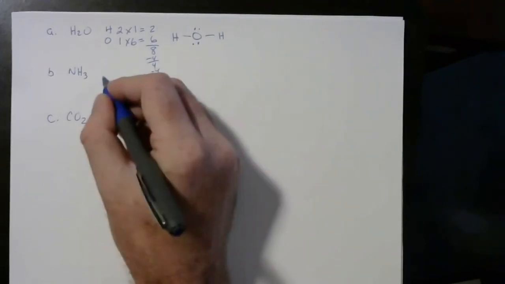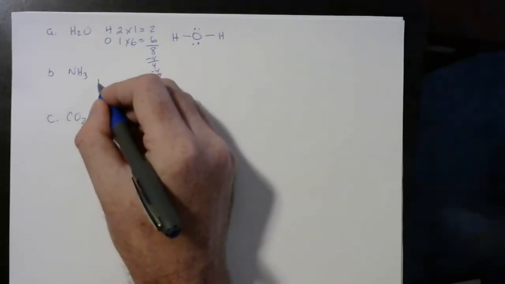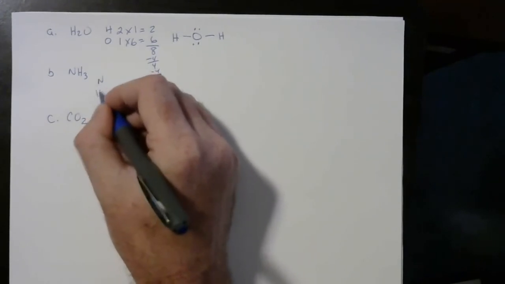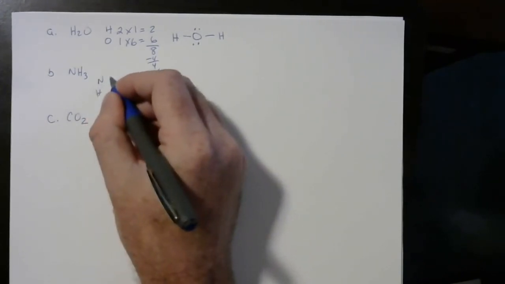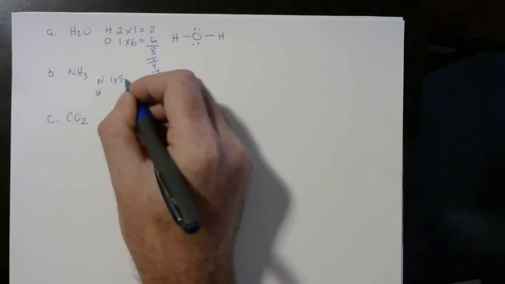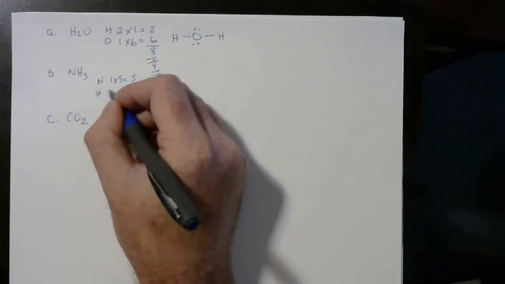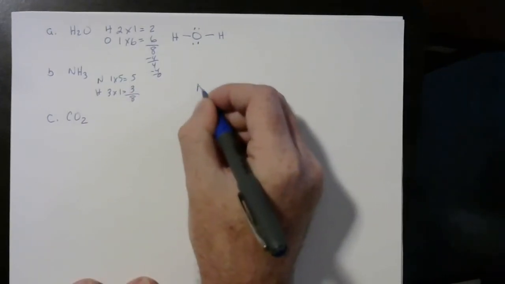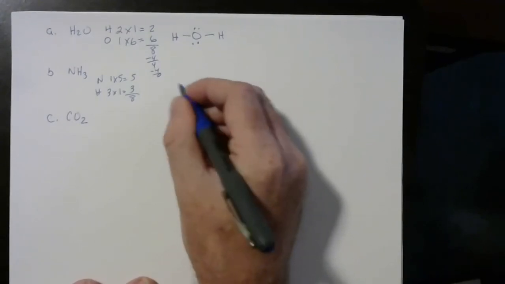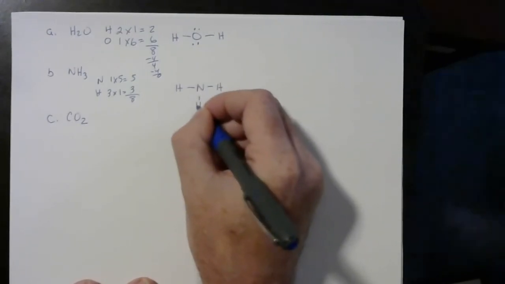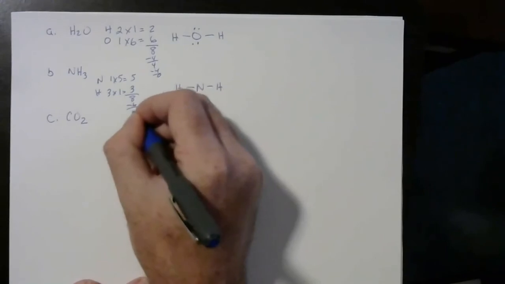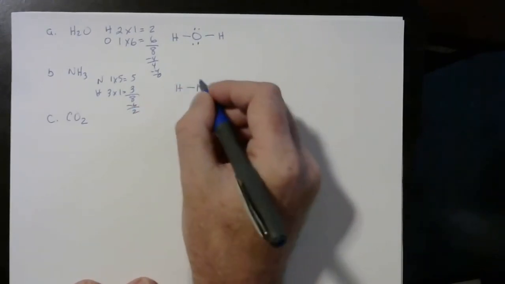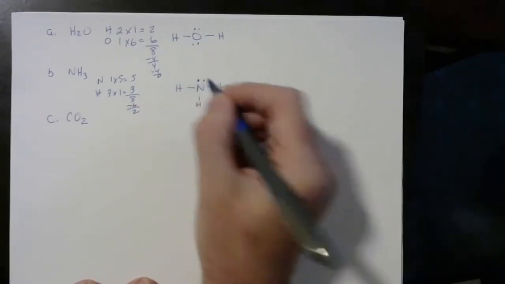Ammonia: nitrogen, hydrogen. 1 times 5 is 5. 3 times 1 is 3. That's going to give me 8, just like in this case, except now there are 3 bonds between nitrogen and hydrogen. That's going to be 6. It's going to leave me with 2. Where do those 2 electrons go? On the nitrogen.